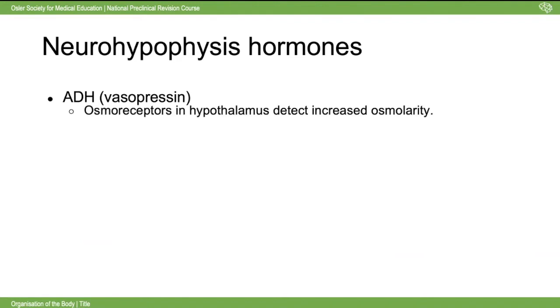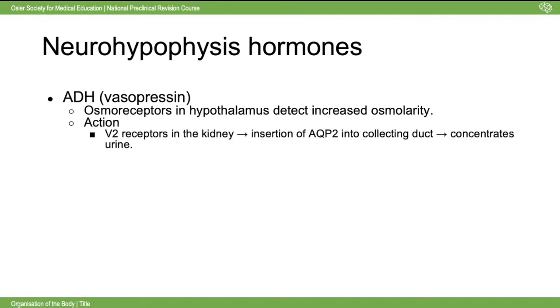So osmoreceptors in the hypothalamus detect an increased osmolarity, and that leads to the release of ADH, and ADH travels in the blood and can act on V2 receptors in the kidney, and that leads to the insertion of aquaporin 2 into the collecting duct, and that in turn causes the concentration of urine. And ADH can also act on V1 receptors in the vasculature, which causes vasoconstriction, so you increase blood pressure.